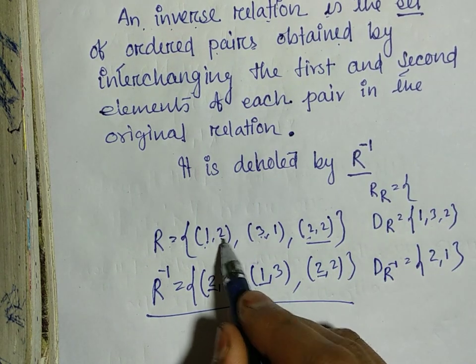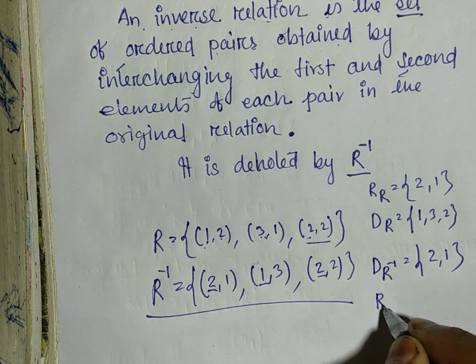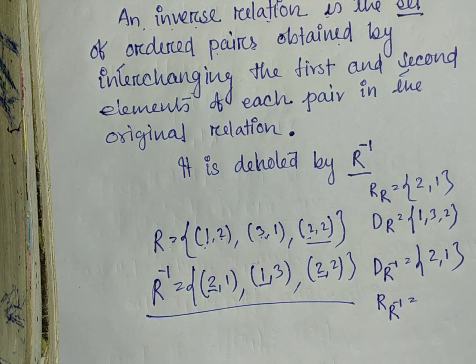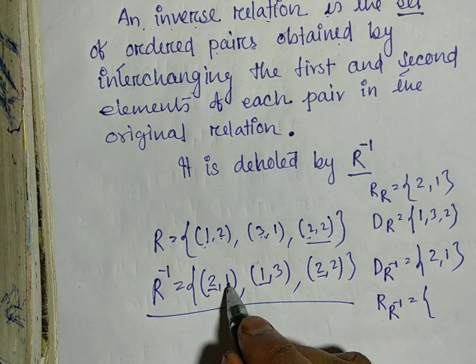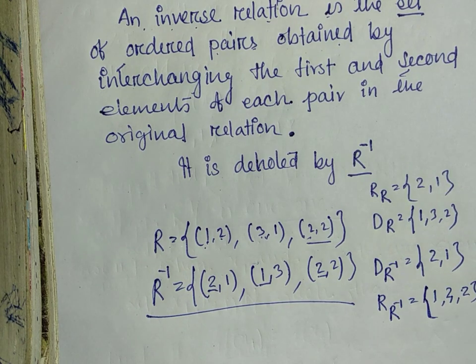Range of R means the second components: 2, 1. What is the range of R inverse? Range of R inverse means the second components: 1, 3, 2. So if you observe carefully, the domain and range will be interchanged.